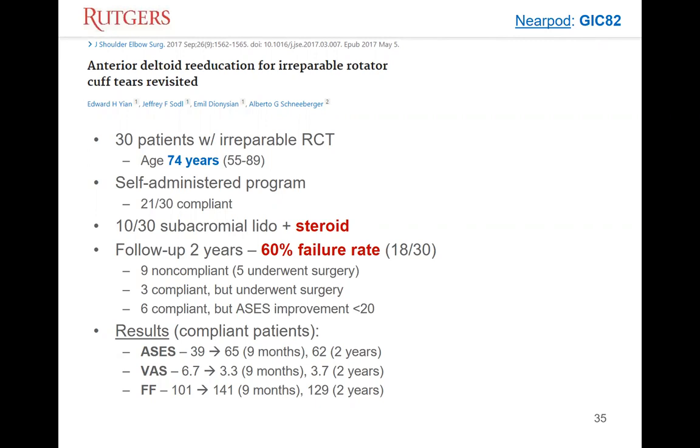Overall, they were not able to replicate those results of the prior study. And although 40% were treated successfully, there was a high non-compliance rate and a high rate of crossover to surgical treatment. This study was too small of a cohort with no control group to say that this was definitive, but it certainly suggests that this is not the right treatment for everyone.